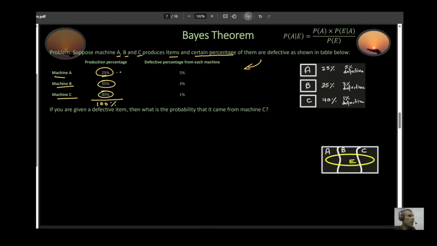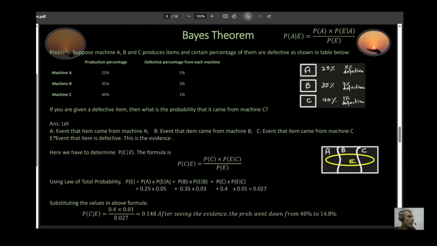Now, machine A, out of the items that it produces, 5% are defective. Machine B, of the items it produces, 3% of them are defective. Machine C, of all the items it produces, 1% of them are defective. If you are given a defective item, then what is the probability that it came from machine C?